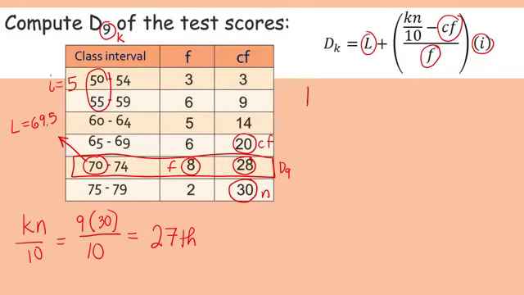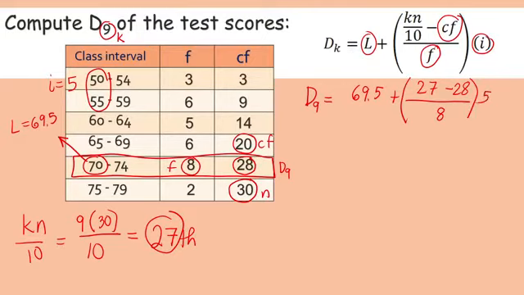So substituting everything to our formula, you will have 69.5 plus Kn over 10, that's 27. So 27 minus the CF divided by the F, which is 8. Multiply this by 5. Oh wait, sorry, the CF is 20, not 28. So what is 27 minus 20? That will give us 7 over 8. Multiply this by 5. Okay?